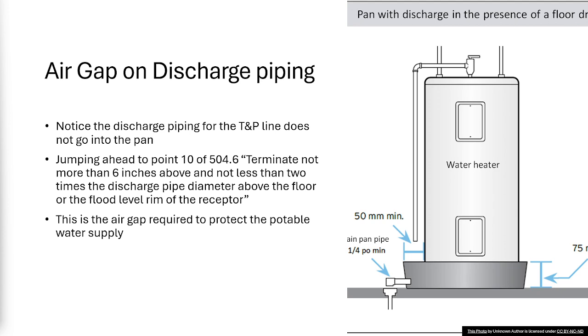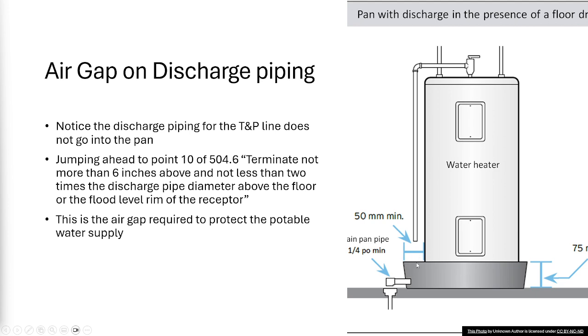So we always discuss, it's a 3/4 pipe, 2 times that is 1.5 inches. So the minimum distance you can have at the bottom of your T&P pipe is 1.5 inches. The maximum is 6 inches. 4.5 inch window. We see that in an illustration right here. But that doesn't apply to the bottom of the pan. It applies to the flood level rim, the top.